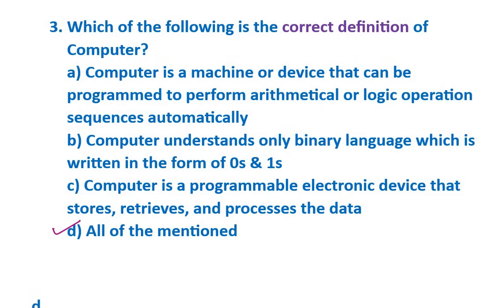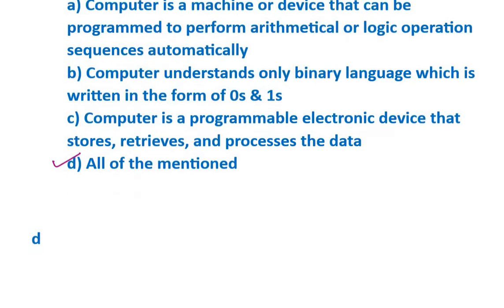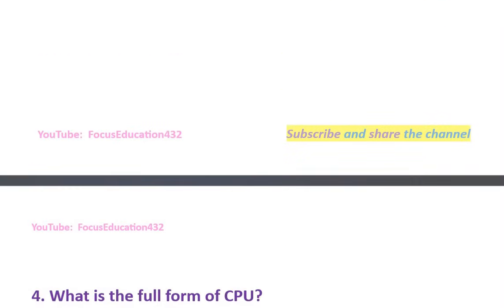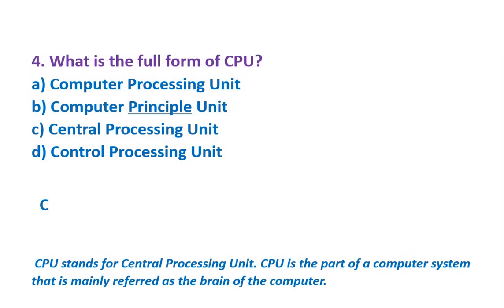Basically, we give input, the computer will process, and it will give the result. So it is an electronic device. All these things are given in the A, B, C, D options. What is the full form of CPU? CPU means Central Processing Unit.